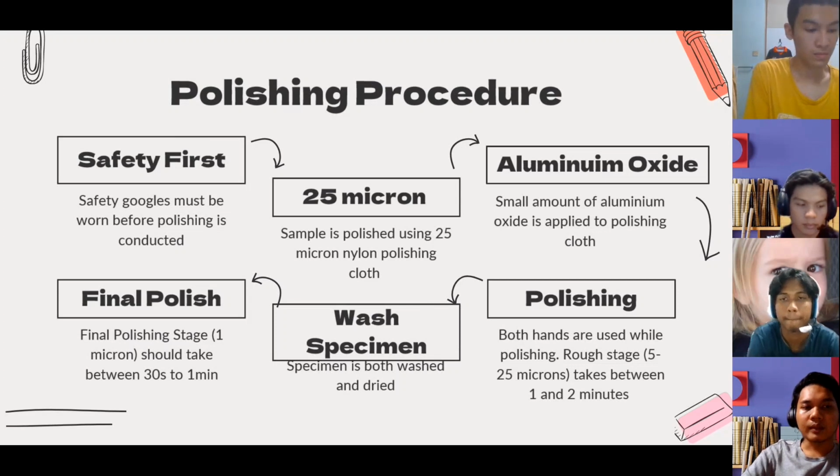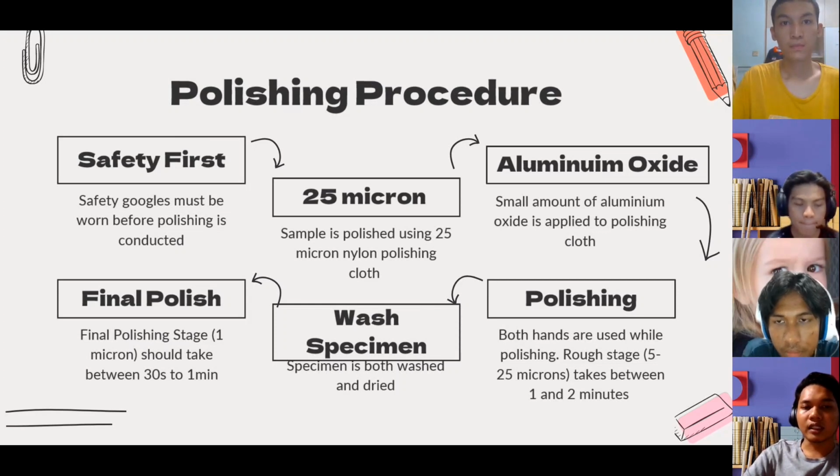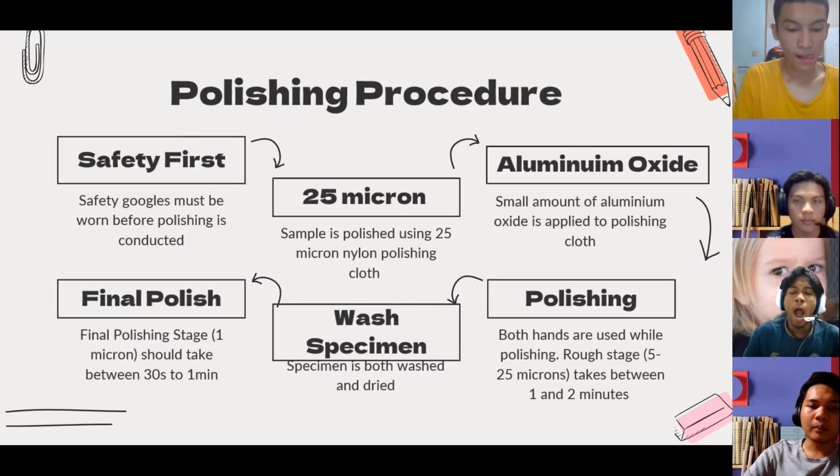And now for the polishing steps, the first one is we must use safety goggles before the polishing is conducted. After that, the sample is polished using a 25 micron nylon polishing cloth. Also, a small amount of aluminium oxide is applied to the polishing cloth. For the polishing, both hands must be used. The grit is between 5 to 25 microns and the process takes between 1 to 2 minutes. After that, the specimen is washed and dried. And finally, the final polishing stage of 1 micron should take between 30 seconds to 1 minute.